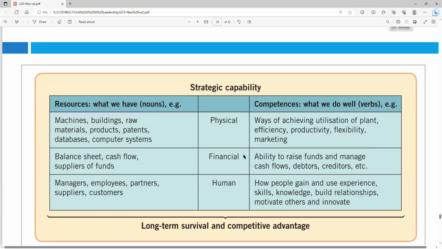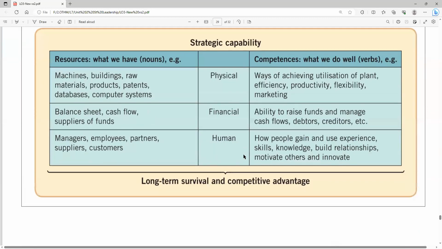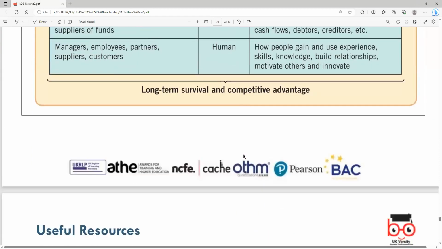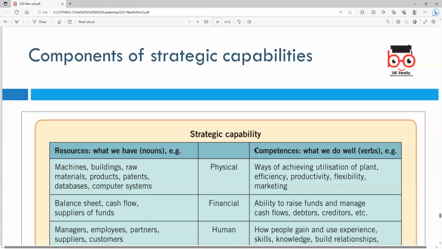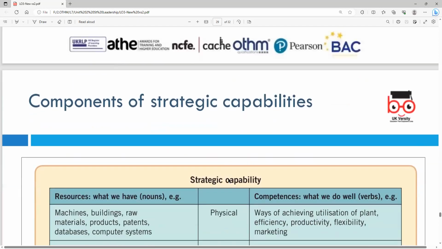So all this is strategic capability. All these are components of strategic capability, and these can be used for long-term survival and to the competitive advantage of the organization. Okay, so this is very important, and to know how far, how better, how good, or how efficiently we're using the resources for the organization.